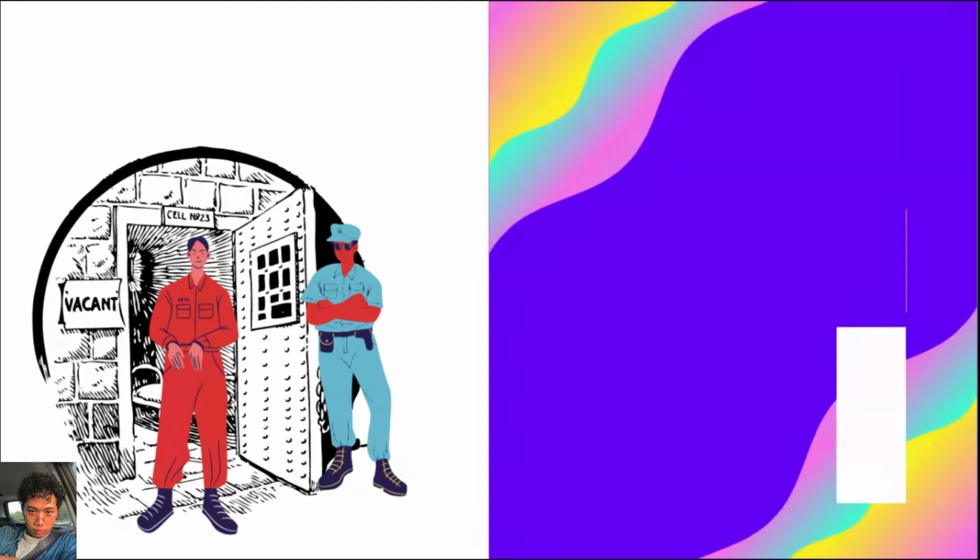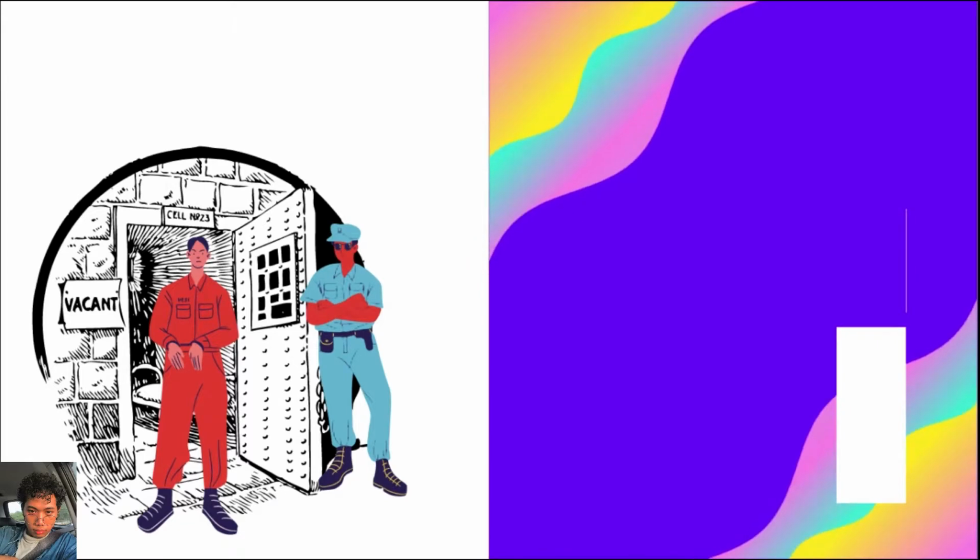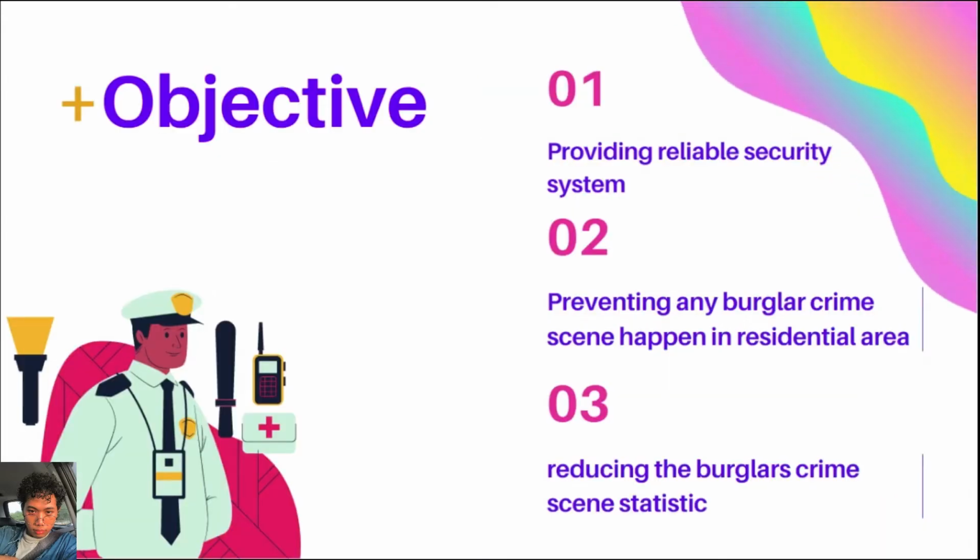On the next slide, these are the objectives for the smart lock device we propose. Number one, we have a reliable security system. Second, preventing any burglary crimes from happening in residential areas. The third, reducing the burglary crime statistics.